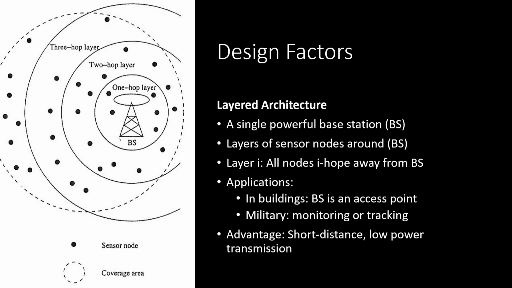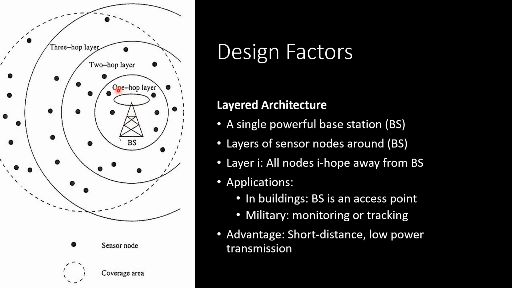If you can see the figure at the left, this is how the layered architecture is actually deployed. As you can see, the small black dots are the sensor nodes, and the BS is the base station, and the large circles are actually the hops. Let me show you. This is the first hop, this is the second hop, and this is the third hop. So what do the first hop, second hop, and third hop mean?